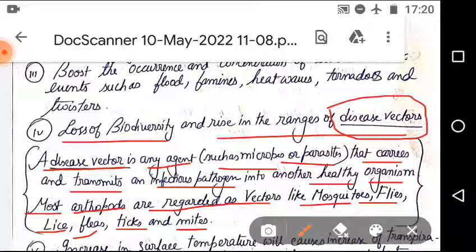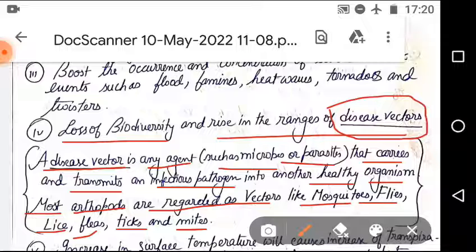There is an increase in the population of these vectors. You can see lots of mosquitoes, flies, lice, fleas, ticks, and mites. And due to our activity, bad activity, it also increased the population of these mosquitoes, these type of parasites.